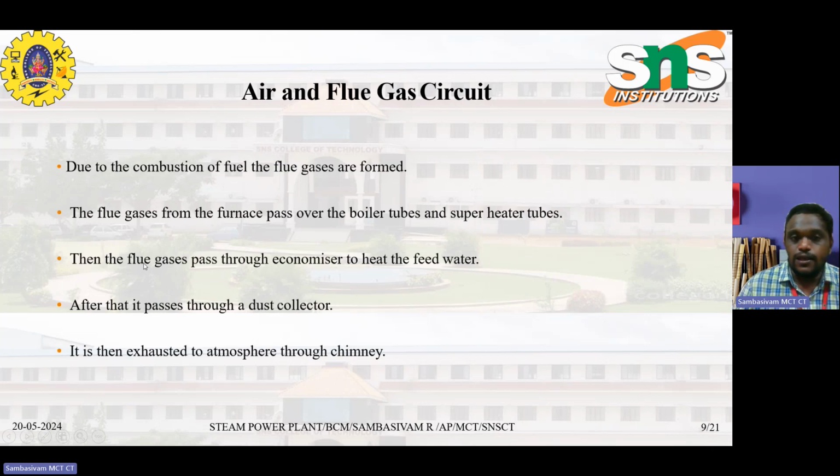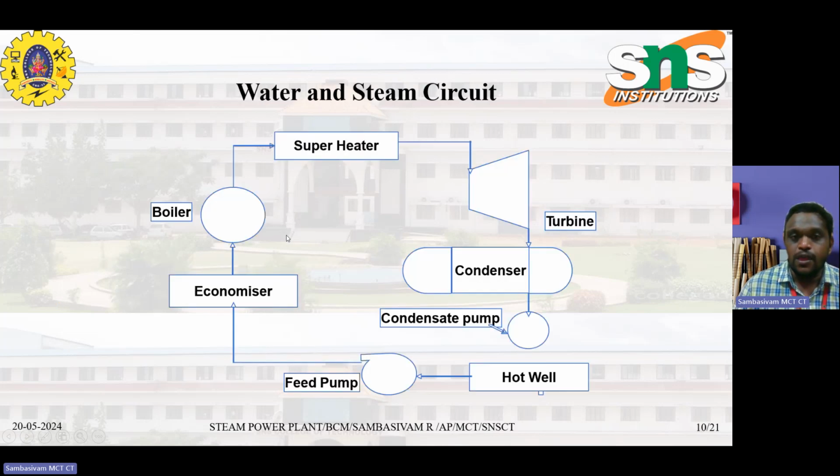Due to the combustion of fuel, flue gases are formed. The flue gases from the furnace pass over the boiler tubes and superheater tubes. These flue gases then pass through the economizer to heat the feed water. After passing through a dust collector, they are released to the atmosphere through the chimney. Then we come to the water steam circuit.